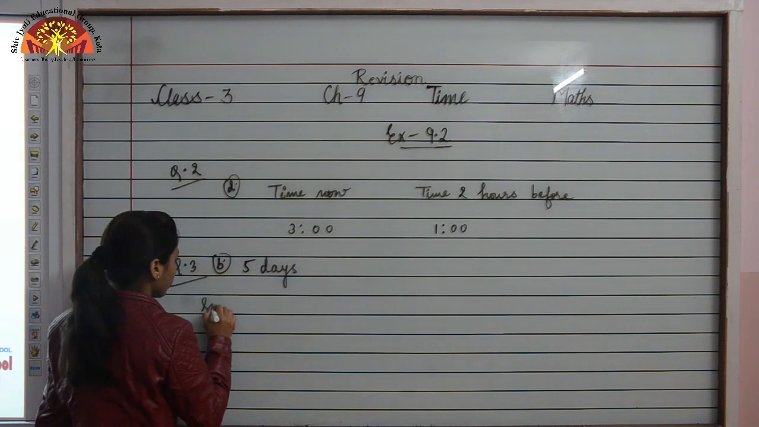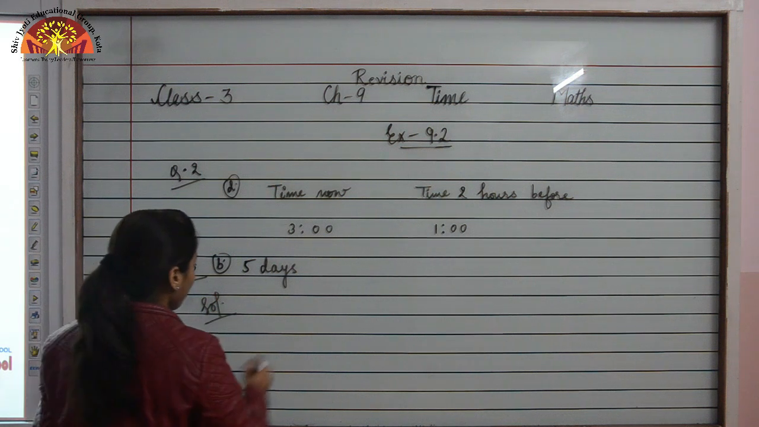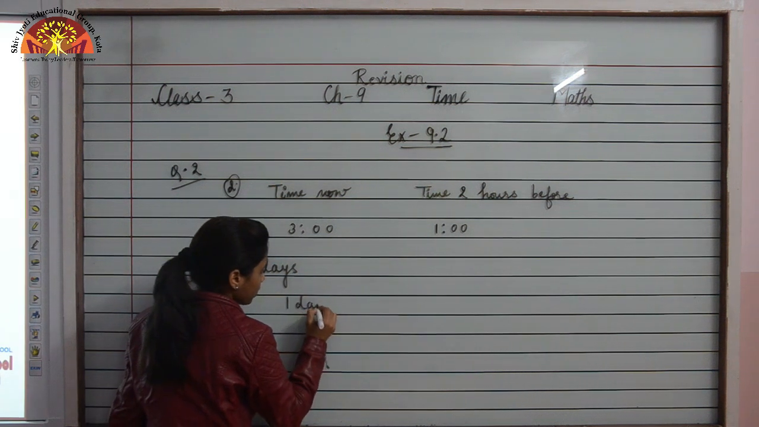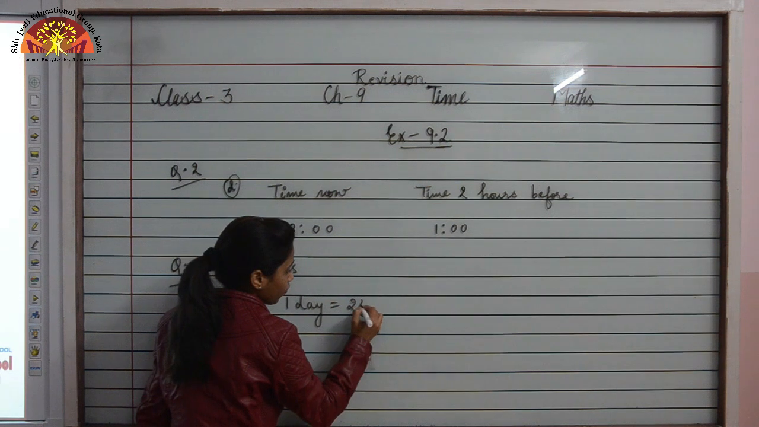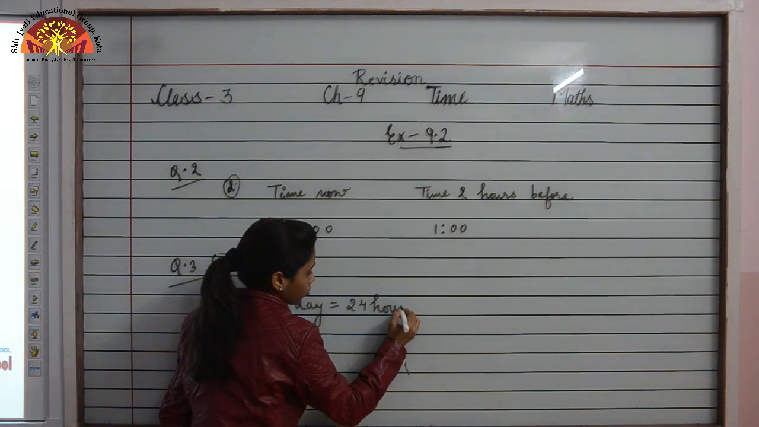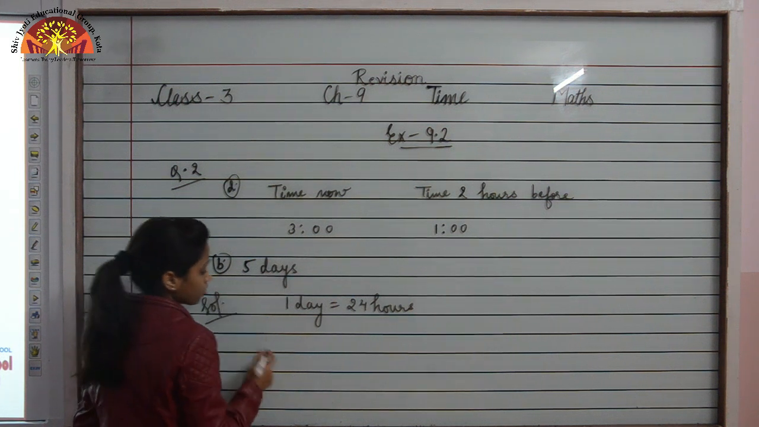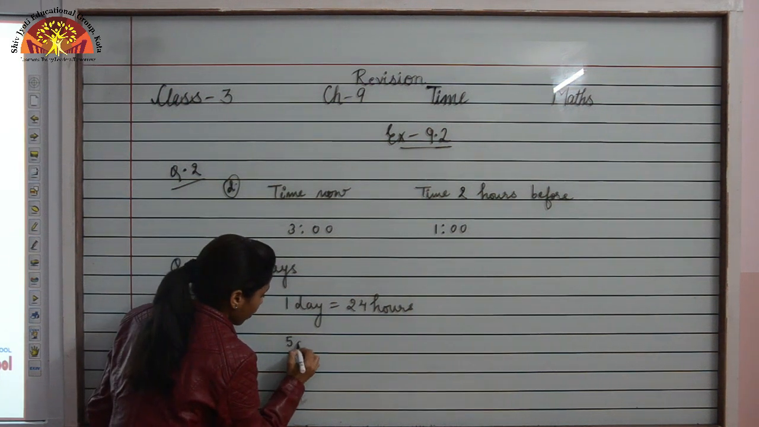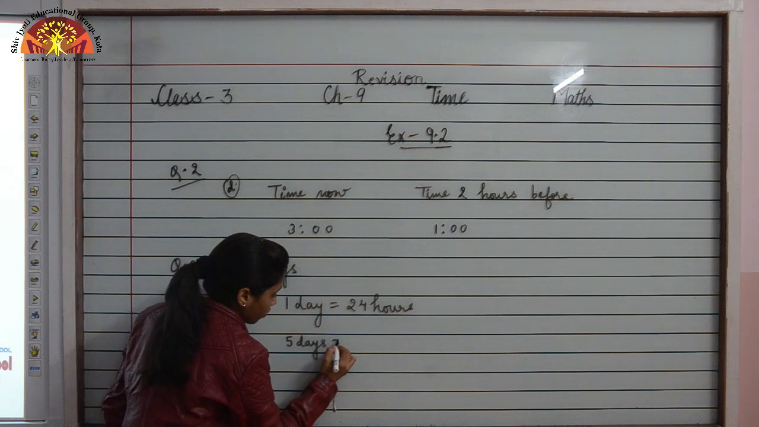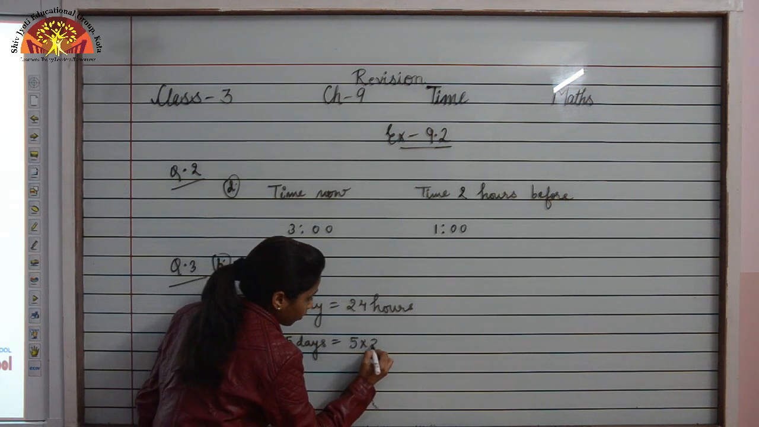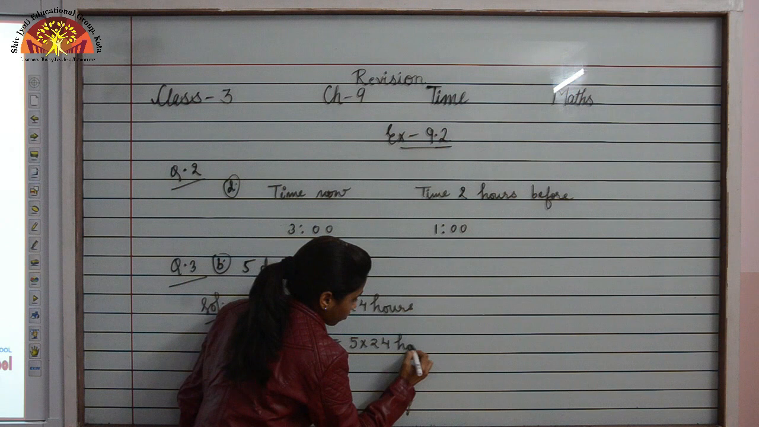Now, as you all know, one day is equal to how many hours? 24 hours. So we have to find out the number of hours in 5 days. So therefore 5 days will be 5 multiplied by 24 hours.